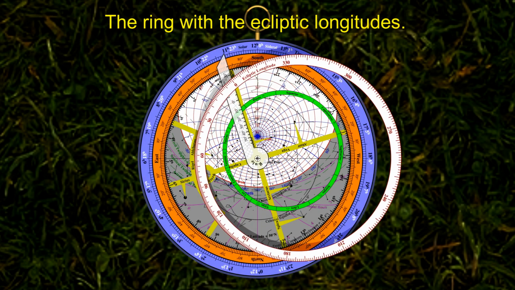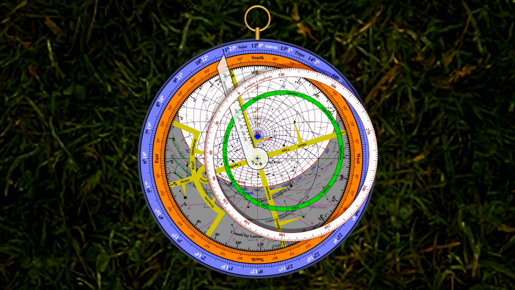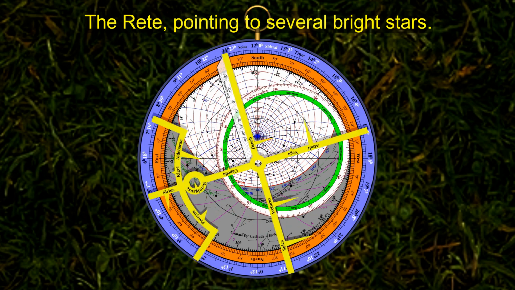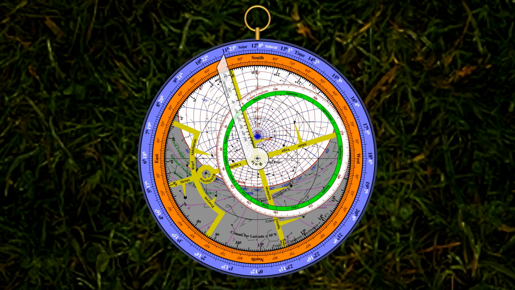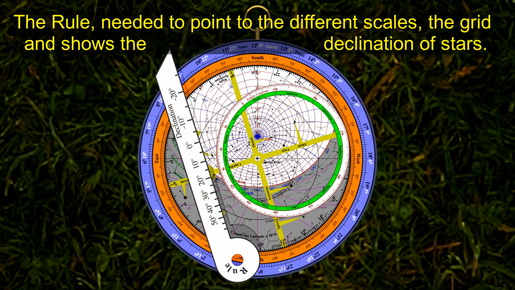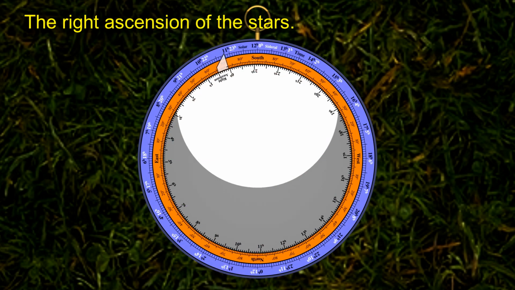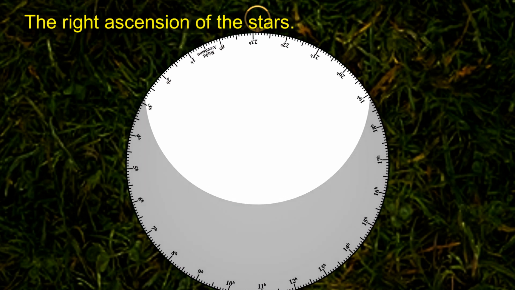The ring with the ecliptic longitudes. The redi, pointing to several bright stars. The rule, needed to point to the different scales, the grid, and shows the declination of stars. The right ascension of the stars.